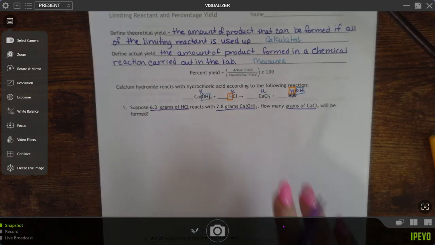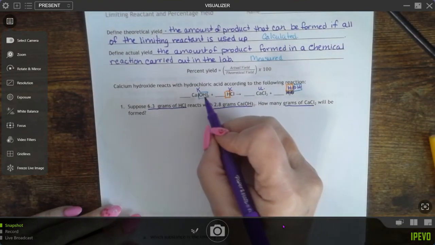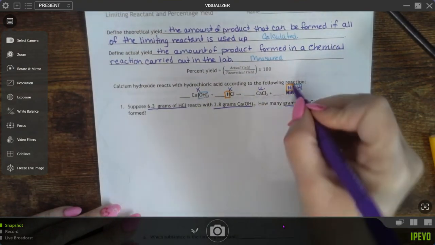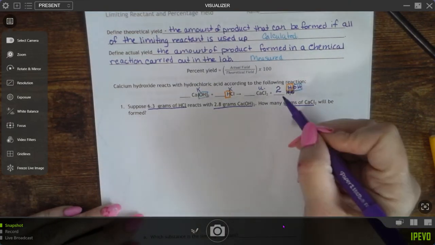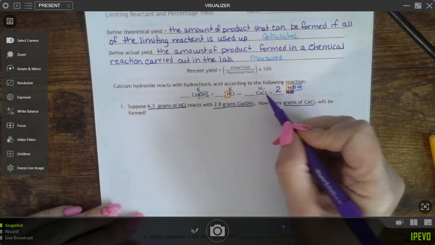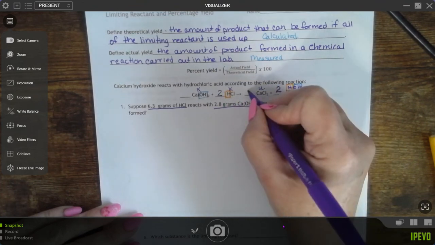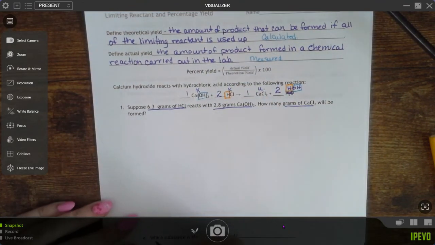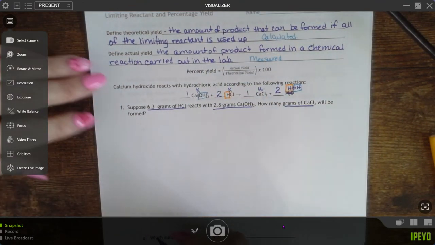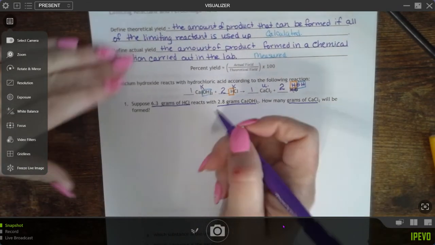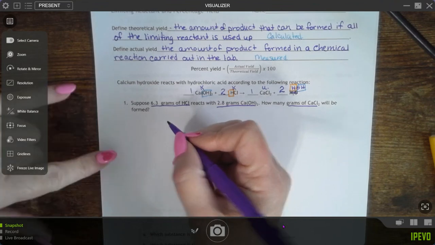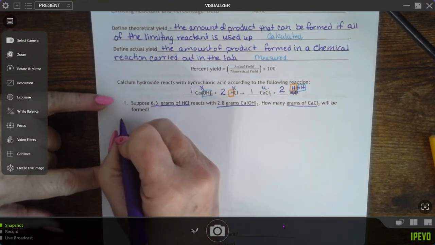So if we look at this, I have two hydroxides. Over here, I only have one. So I'm going to put a 2 here. Now I have two hydrogens. I also have two chlorines. So if I put a 2 here, my equation's balanced. Now we're going to do 2 gram-to-gram problems. The first problem we're going to start with 6.3 grams of HCl.